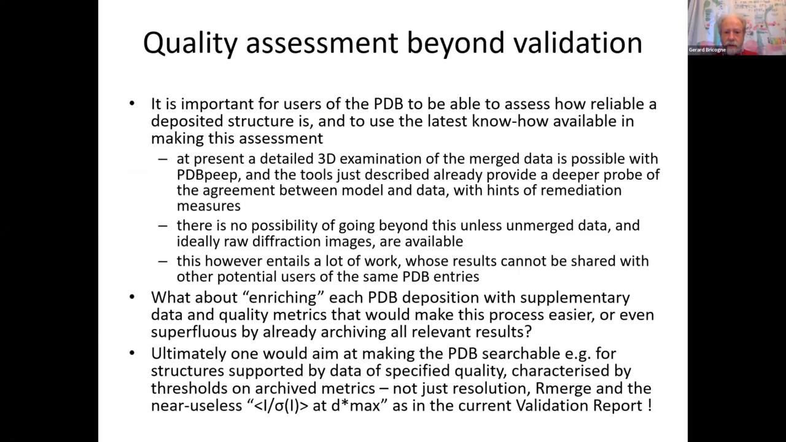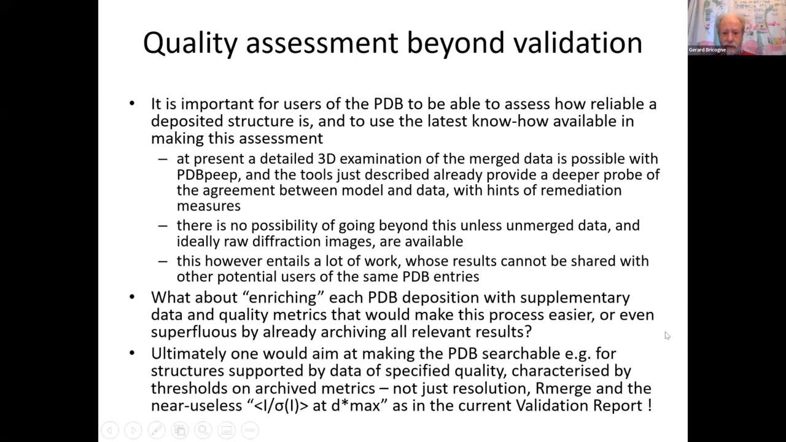After all, AlphaFold has worked from the contents of the PDB and probably found that not everything was equally worth paying attention to. I've presented tools that already show what you can do to pick up troublesome measurements and see where they might come from. But that entails a lot of work, and it's difficult to share.